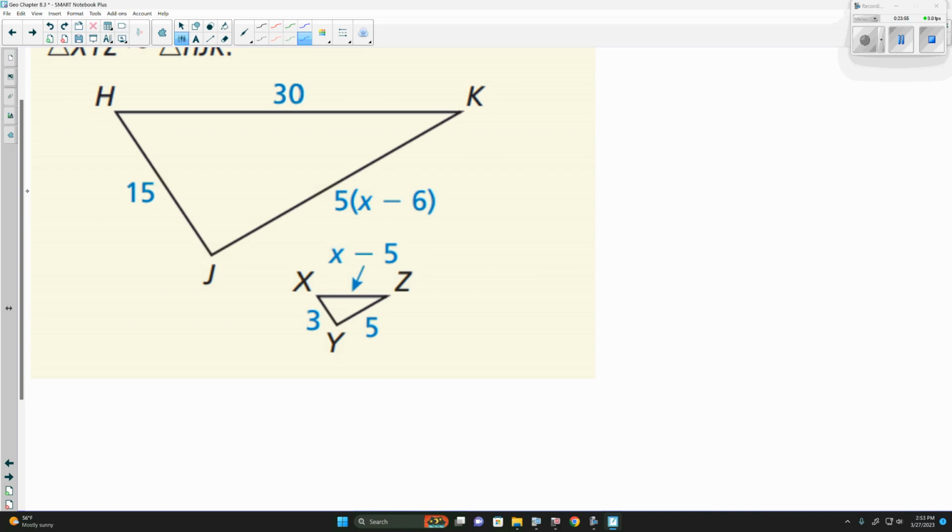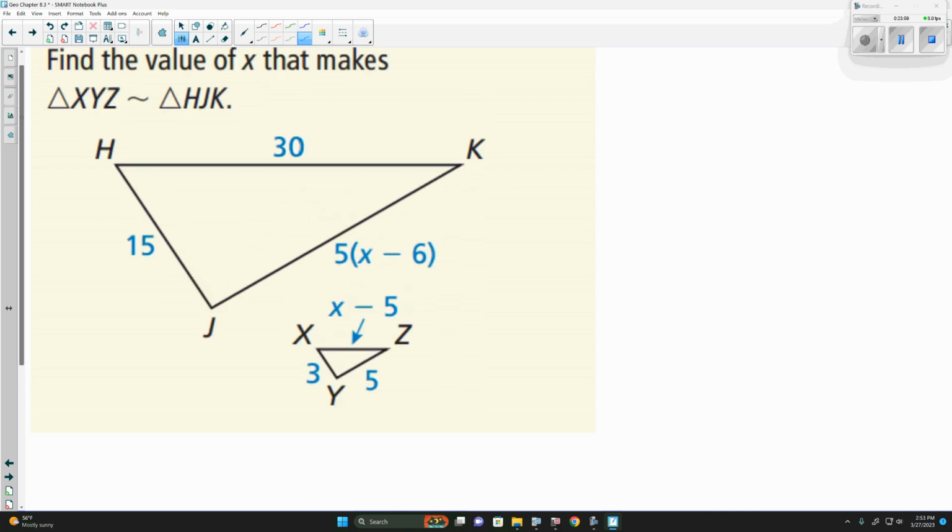Now let's look at this here. Triangle XYZ is similar to triangle HJK. So we have 15 and 3, 30 and x minus 5, and 5 times x minus 6 and 5.